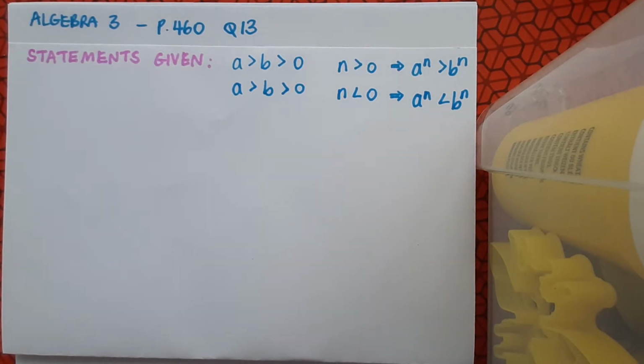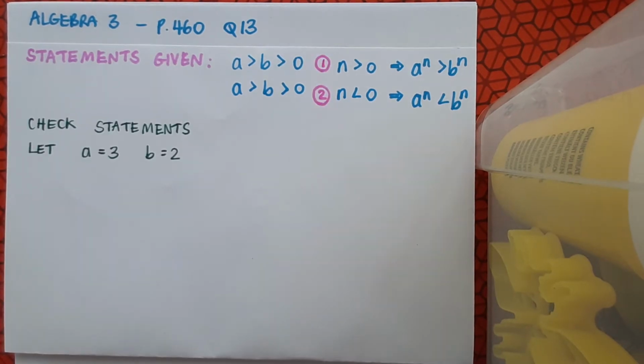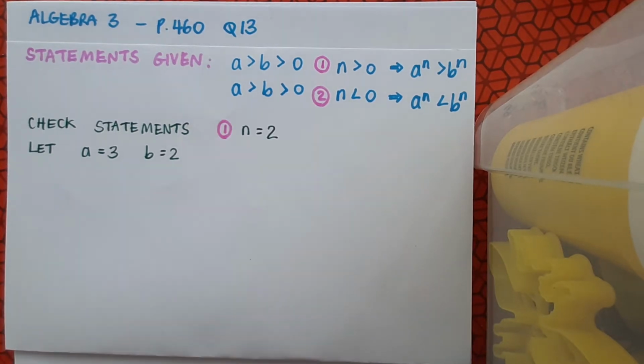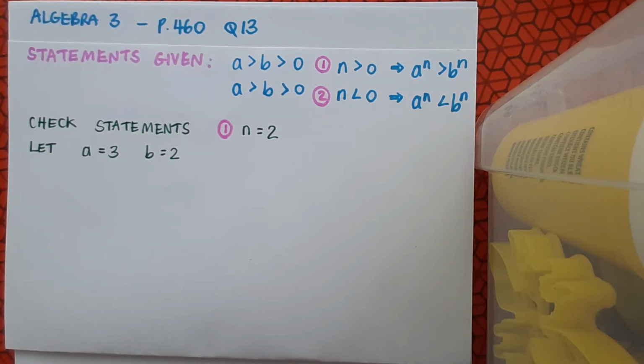So essentially what they're asking us to do is to select a value for a and b and n, and then check and see if we actually get the conclusions that we expect to get based on the statements. I'm going to number these statements number 1 and number 2 for clarity. And I'm going to check the statements by letting a equal 3 and b equal 2. And since in statement 1 I want n to be greater than 0, I'll just pick 2 for n.